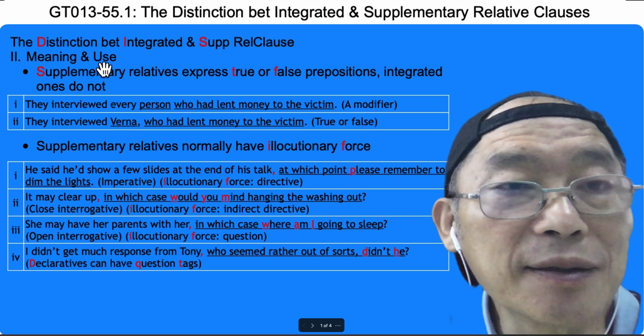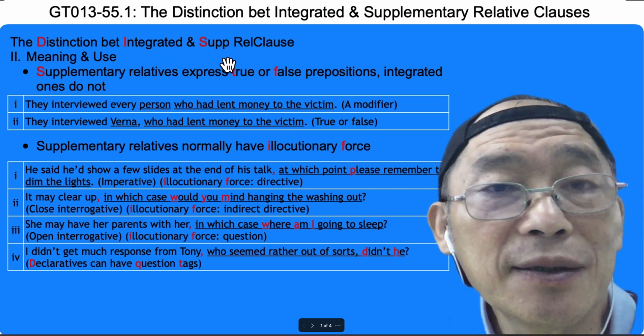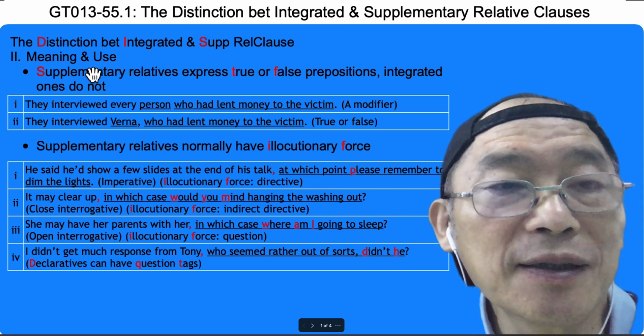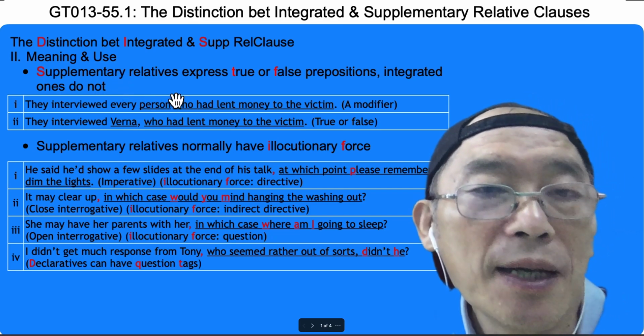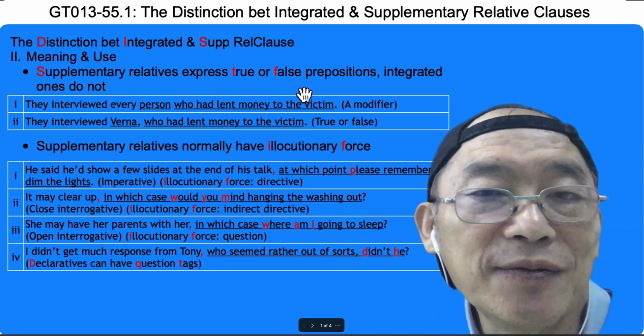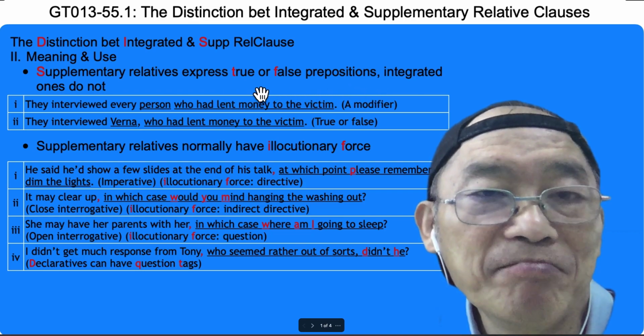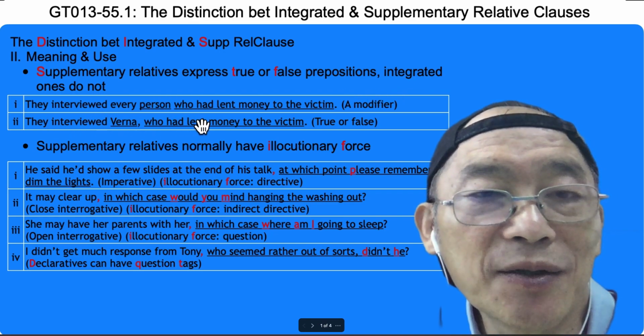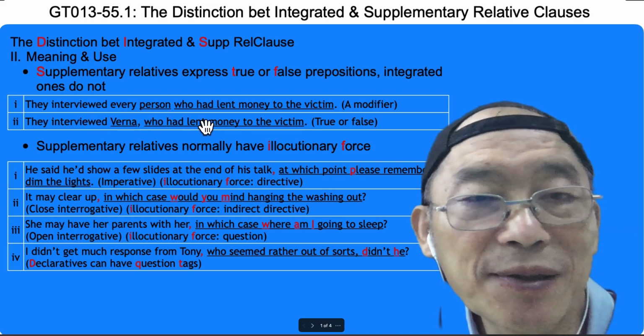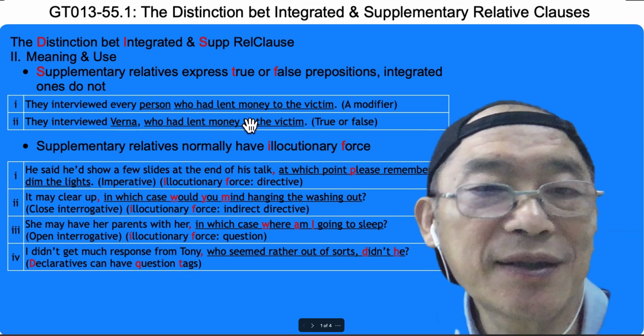Okay, let's get started. The distinction between these two kinds of relative clauses, in meaning and usage. Supplementary relatives express extra true or false information; integrated ones do not. For the integrated one: they interviewed every person who had lent money to the victim.